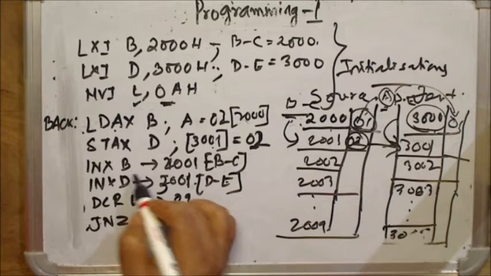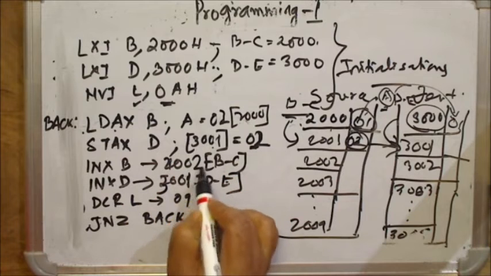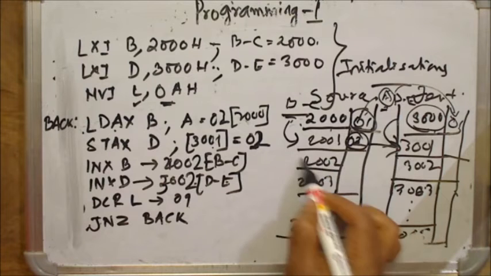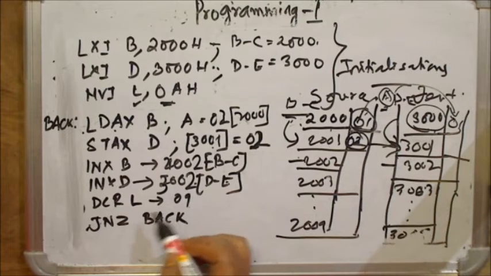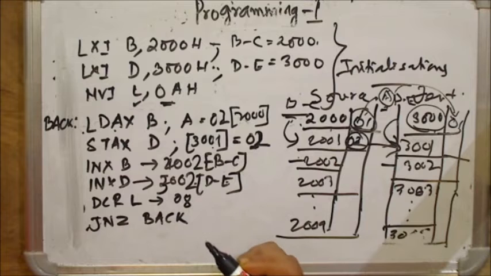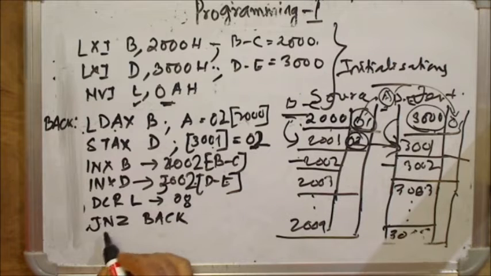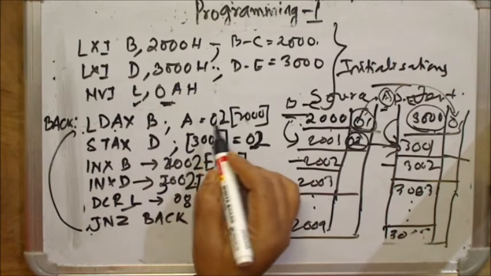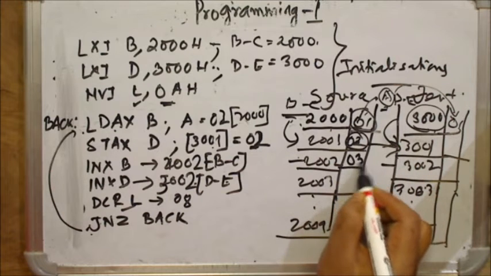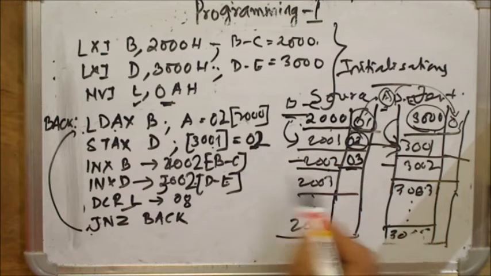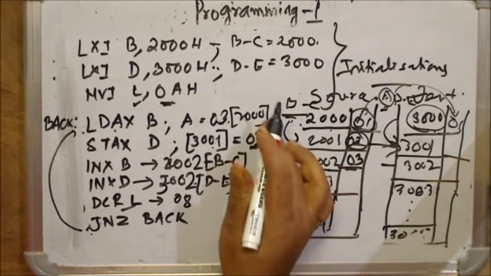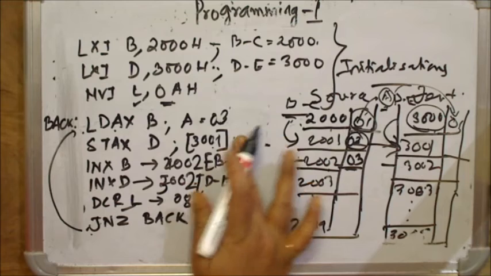Okay, then INX B again. BC pair will be incremented to 2002 and INX D will be incremented to 3002, right? Then DCR L, L will be decremented by 1. Okay, fine. Then JNZ back again. The count has not become 0, so we will go back. Okay, again LDAX B. Suppose here it is now 3. Now 2002 has 3. It will go to A. So A will be loaded with 3, right?